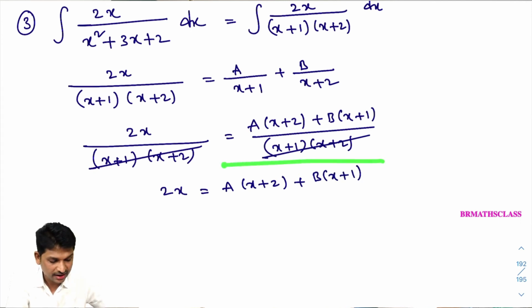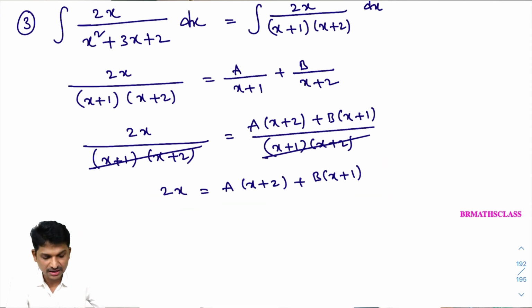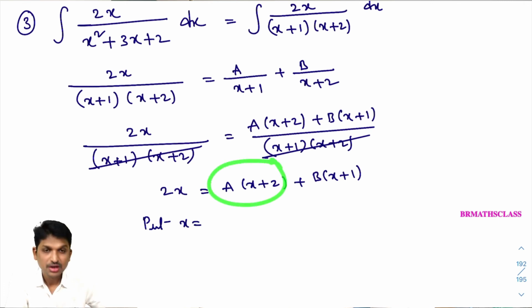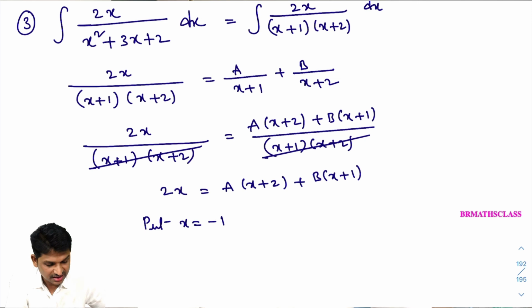What do I want to find? From this I want to find the values of a and b. To find the values of a and b we have two methods. One is comparing the coefficients, another one is putting x values. What I'll do, I'll put x values here. What x value do you need to put to get a value? If you want a value, you need to make this term 0. That means when x plus 1 equal to 0, what is x? x is minus 1.